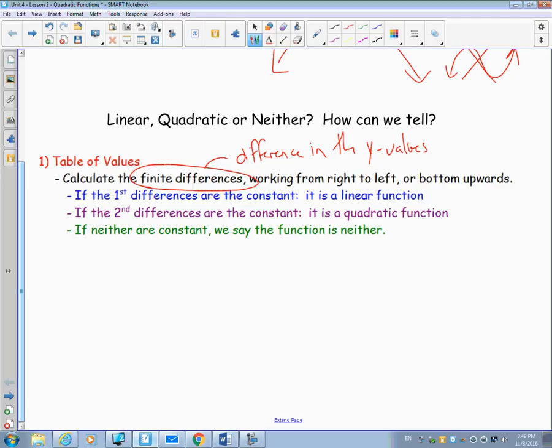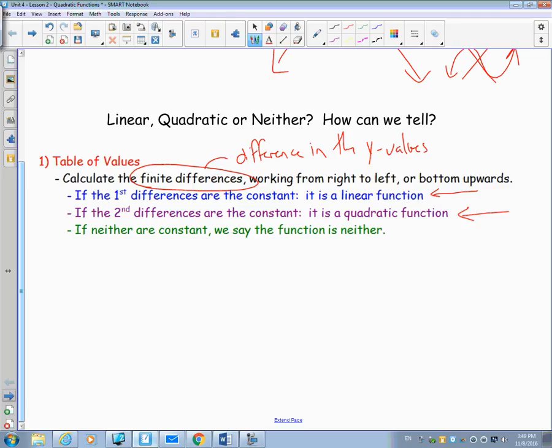If you do your first differences, the difference in the y values, and you find that it's a constant value, the same number over and over again, well, that tells you it's linear. If it's not, you do your differences of your first differences. We call that the second differences. If those are the same, it's quadratic. And if your first and second differences are not the same, just stop. It's something else, some other kind of function. We're not really worried about what they're called for now.